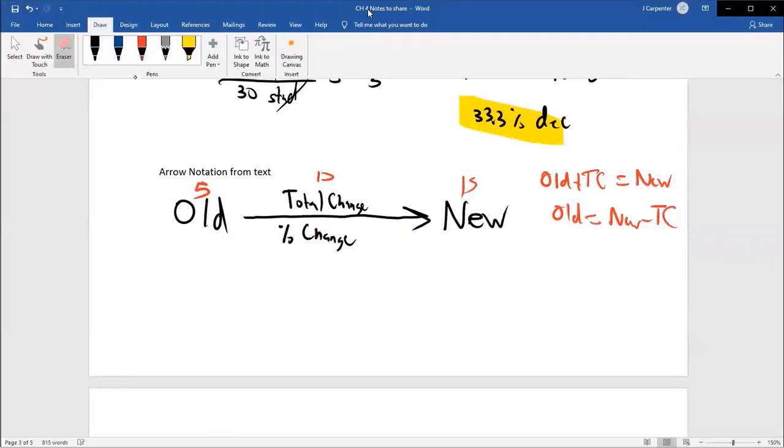Conversely, I can also instead give you maybe the percent change and the old, and you could figure out the other two things based on that, but I'm not going to do that math yet because we haven't done enough to figure it out yet. So this is your arrow notation from your textbook.